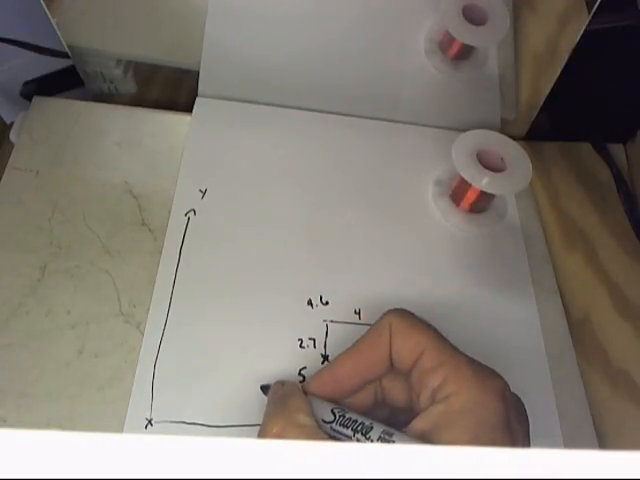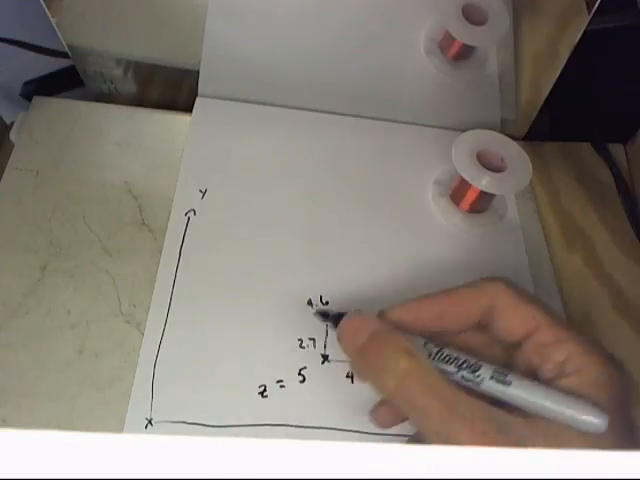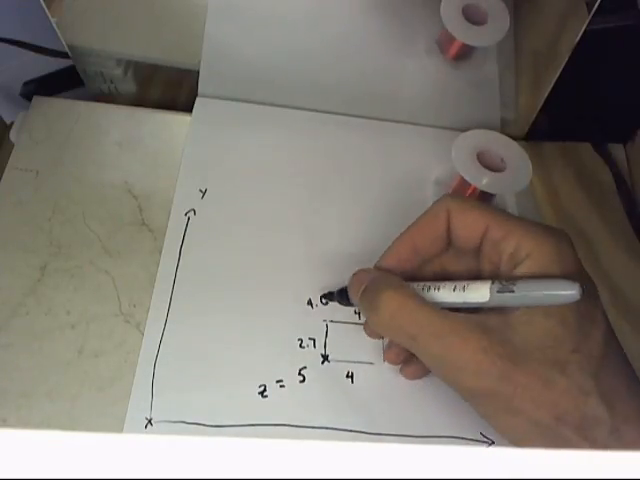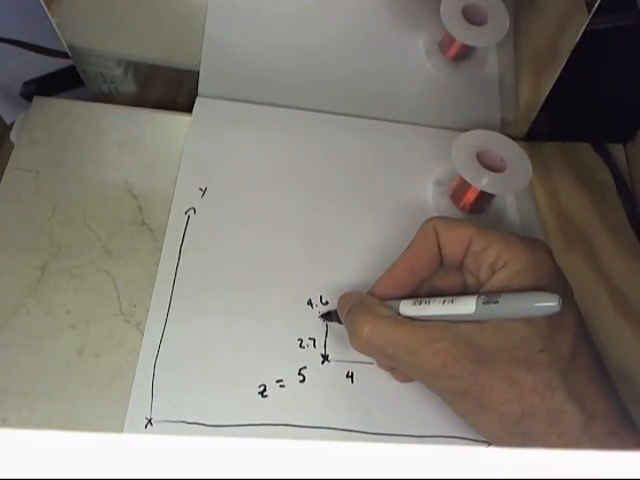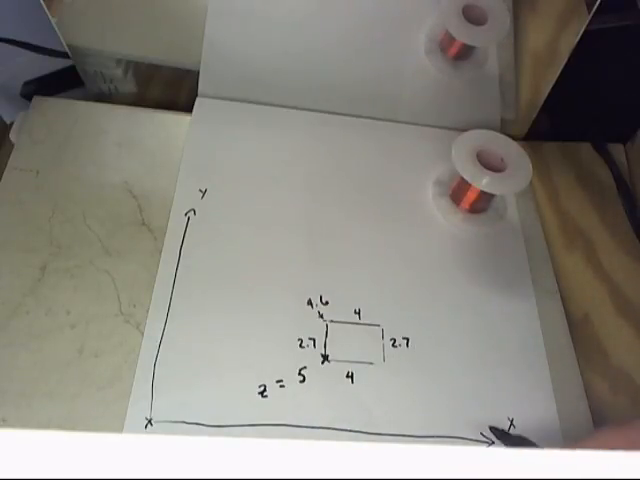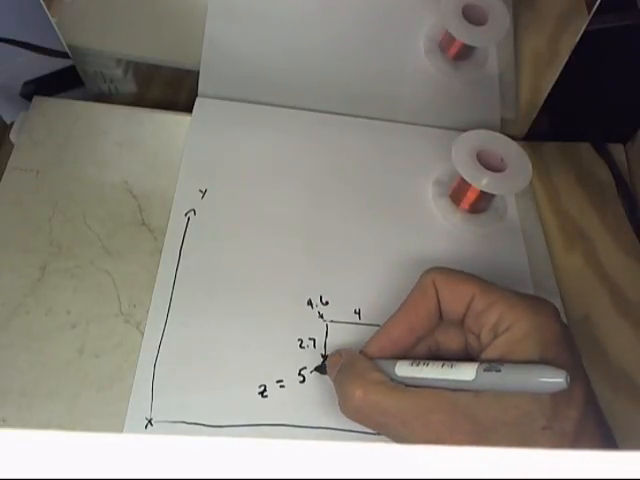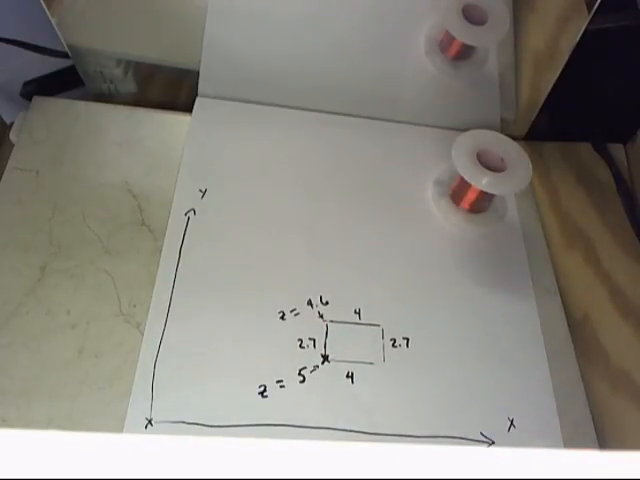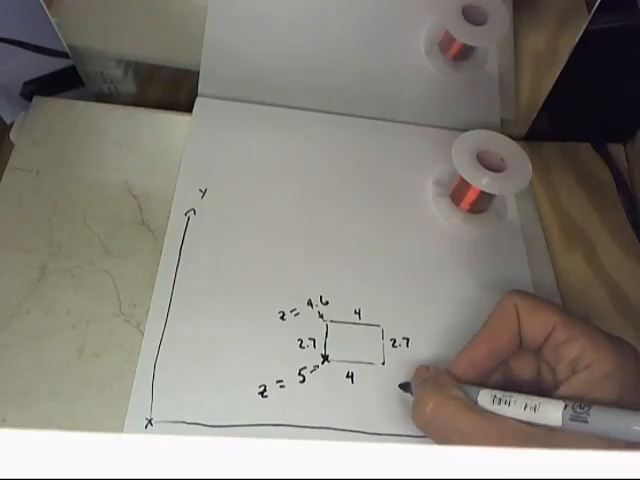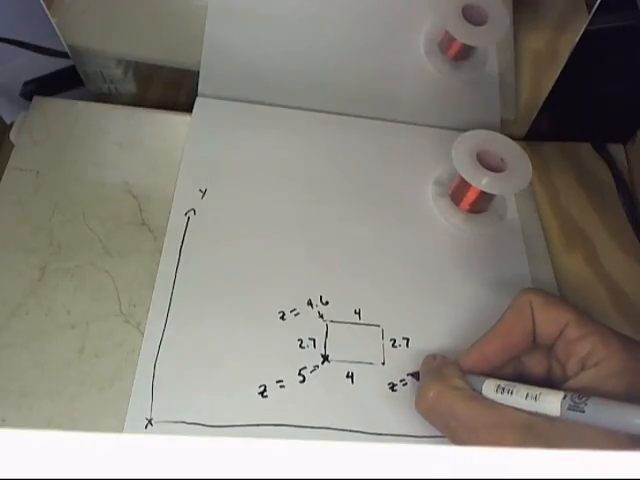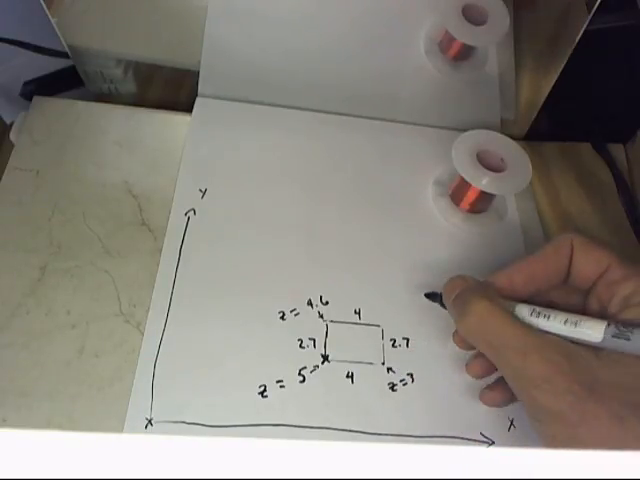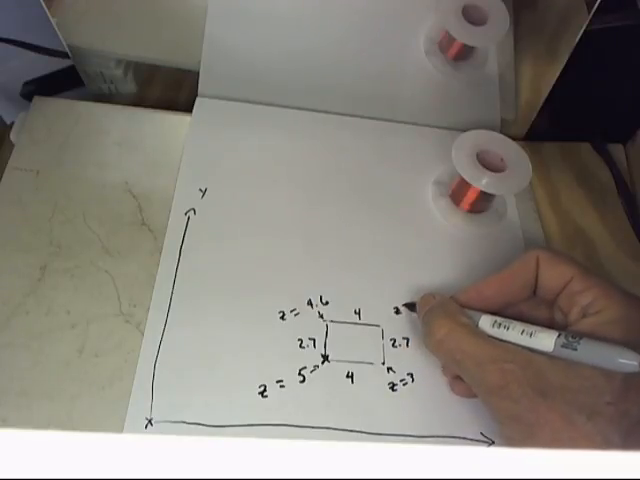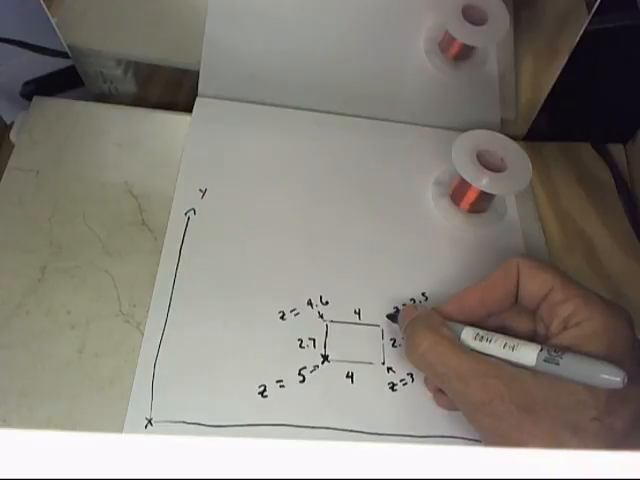So I'm going to use z for the height of the object above the plane, above the xy plane. So I'm going to say that z equals 5 at this point and z equals 4.6 at this point. And I'm going to estimate that over at this point z equals 3, and at this point z, we're going to say, is about 2.5.